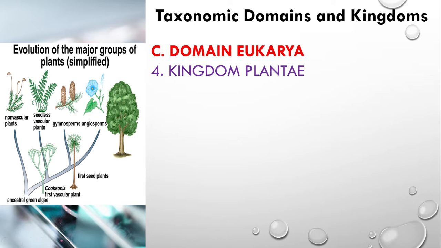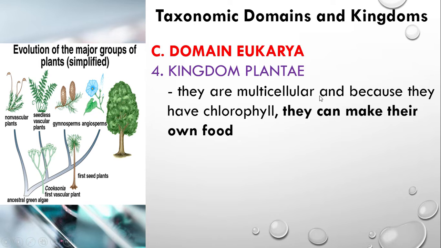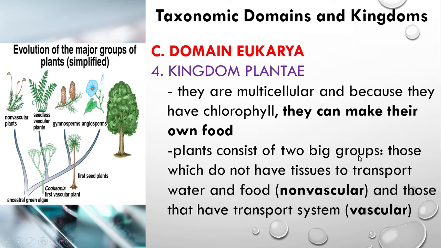Okay. So next, under domain Eukarya, is the kingdom Plantae, or the plants. They are multicellular, and because they have chlorophyll, they can make their own food. So plants, or organisms under kingdom Plantae, are all producers. They can photosynthesize because they have the pigment chlorophyll. Plants consist of two big groups: those which do not have tissues to transport water and food, the non-vascular plants, and the vascular plants, which have a transport system of tissues, namely the xylem and the phloem.